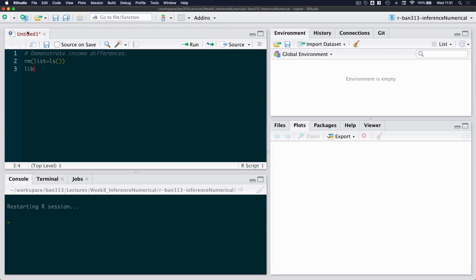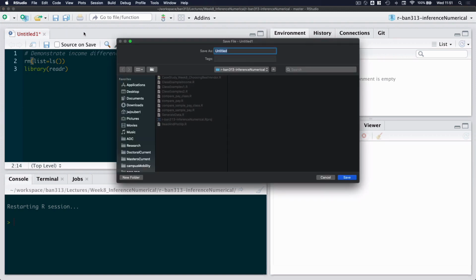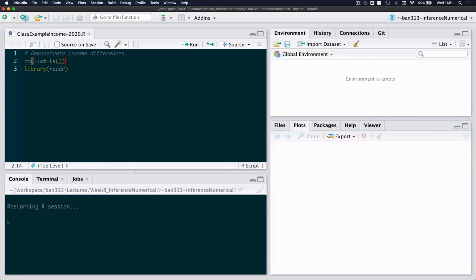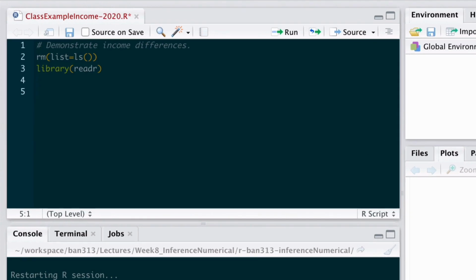Cleaning my workspace and loading the library that I will need. So the first thing I'm going to do is demonstrate a single mean estimate, and for that we're going to read in our income.